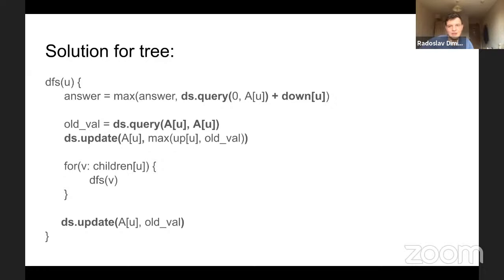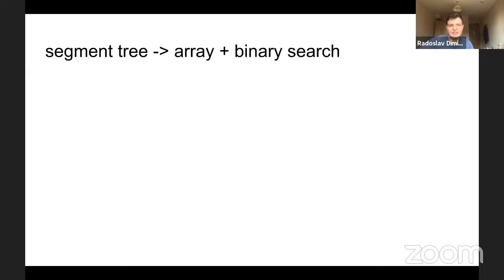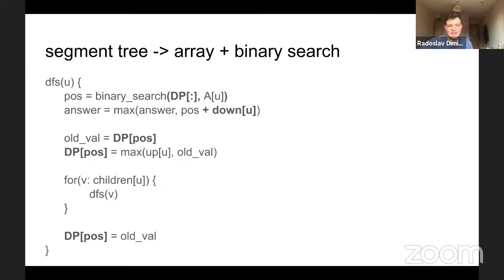And now I'm going to go to the other solution, which is basically the intended one. The main idea is that we are going to convert the segment tree into an array, and we are just going to have a binary search there. So here is a pseudocode of it, where we are going to do a binary search. So we have this DP array. It's not really, in a way, it's kind of a dynamic programming.